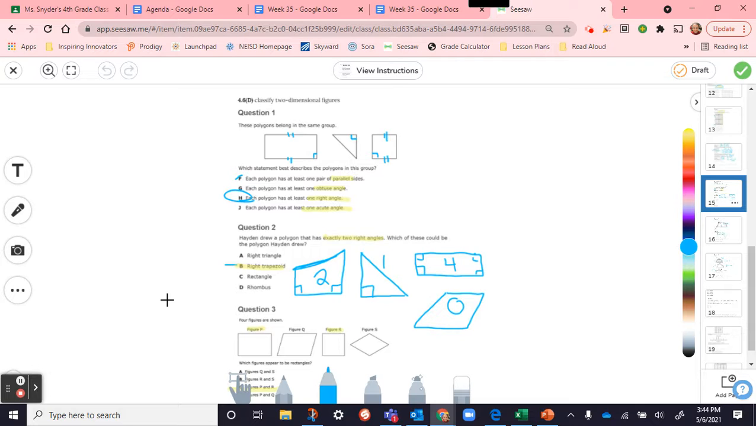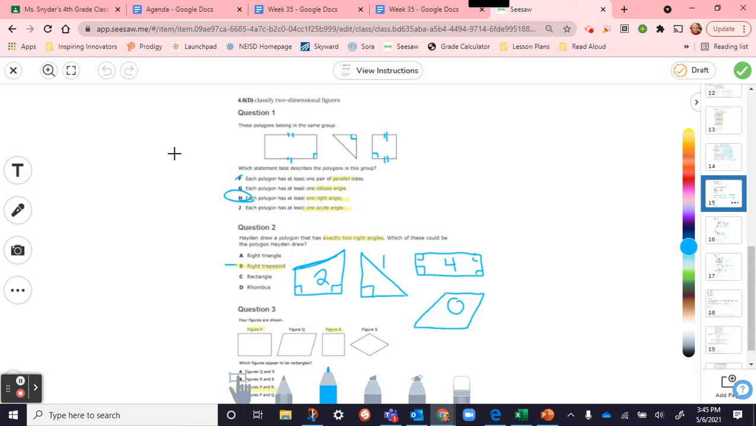Then here we were looking at angles within shapes. We drew a right triangle, a right trapezoid, a rectangle, and a rhombus. The right trapezoid had 2 right angles, the right triangle had 1, the rectangle had 4, or all rectangles have 4, and the rhombus had 0. So the one that had exactly 2 is the right trapezoid. Then on question 1, we looked at the polygons. You have a rectangle, a triangle, and a square, and we said each one of those had at least 1 right angle.